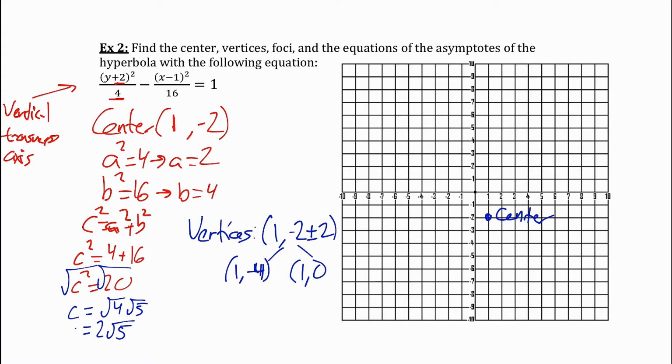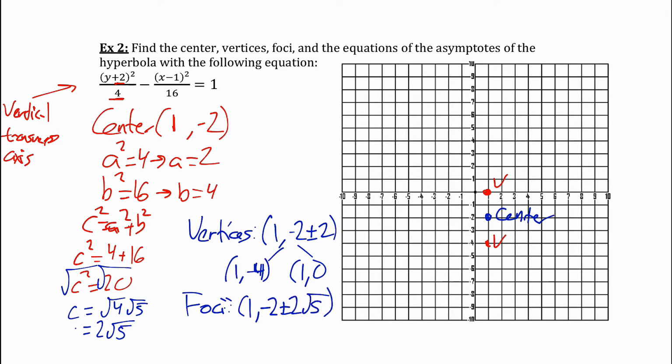So let's plot those two vertices again. 1, -4, so down here, and 1, 0. So that's a vertex and a vertex. Our foci, we're going to have, let's see, leave the x coordinate alone. So we have 1, and then we're going to change the y coordinate. We're going to do -2 plus or minus 2 square roots of 5.